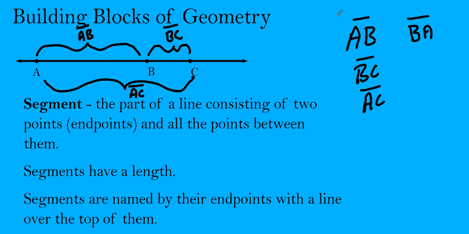But the symbol over the top is going to change, and then the points that you use to name them can't be just any 2 points. Right? If you're talking about the part of the line from A to B, you can't name it AC. Segment AC is not from A to B. So just be careful when you're naming segments. You have to use the endpoints, capital letters, and just a line over the top.